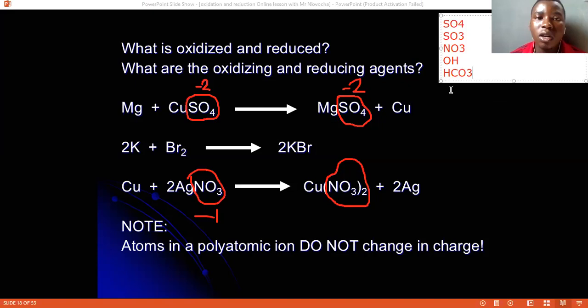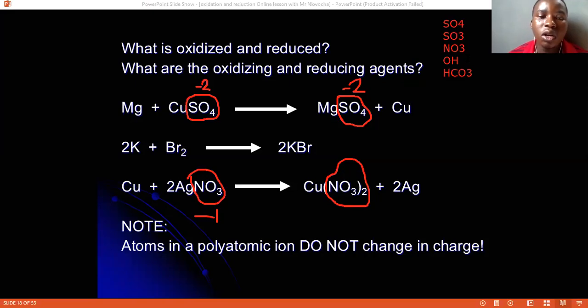They are usually together. They don't change. So atoms in a polyatomic ion do not change in charge. That is very, very important that you remember all this. Hope it's clear to you. And so you can use that. Remember, oxidizing agent and reducing agent are usually reactants.